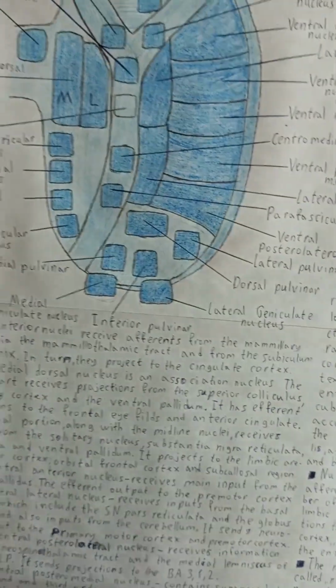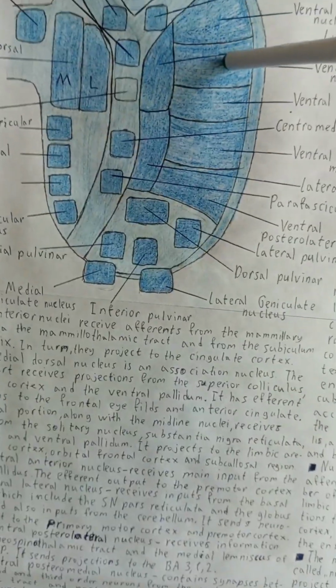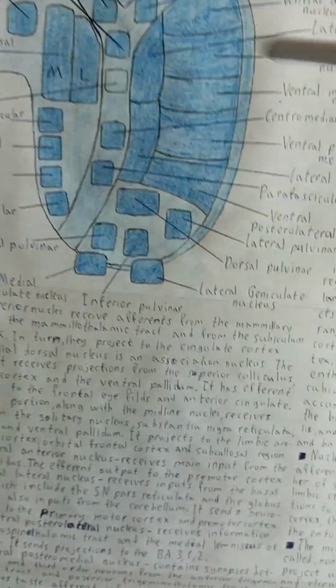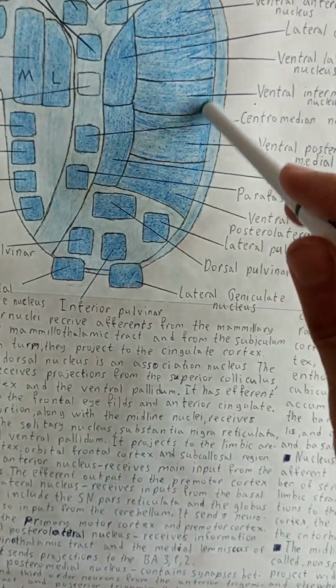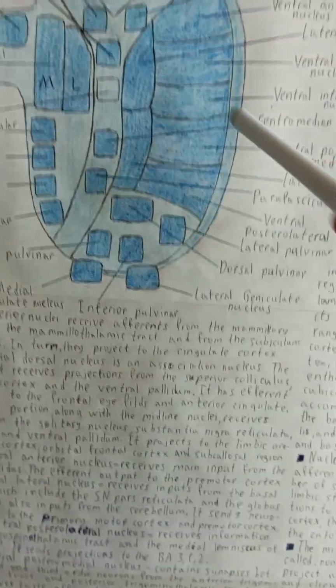Basically, many inputs from the brain come here. It's kind of a relay. It is a very important one for motor activity. Then we have the ventral intermediate nucleus. It is not always represented, but it exists.